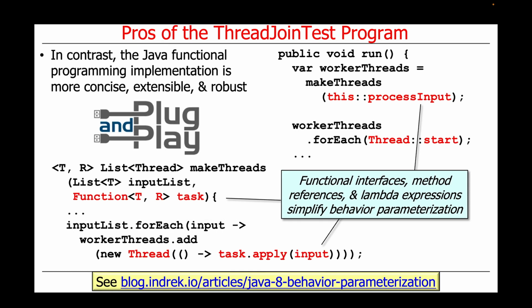Likewise, the use of functional interfaces, method references, and lambda expressions simplify behavior parameterization. For example, by parameterizing the makeThreads factory method with a function, we can then flexibly provide it with different task implementations to bind with the threads it creates.